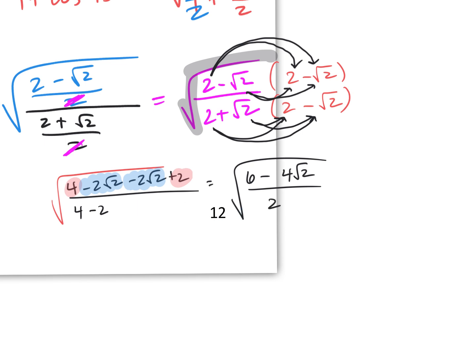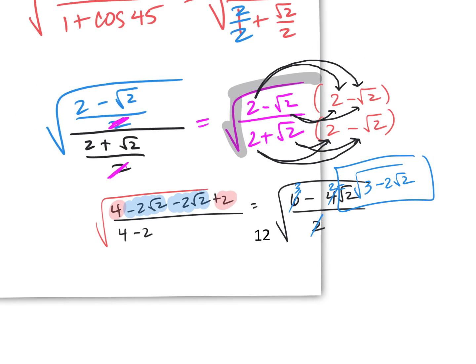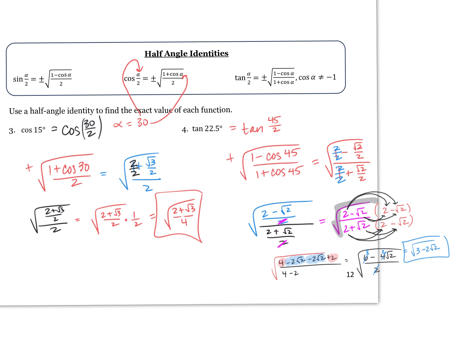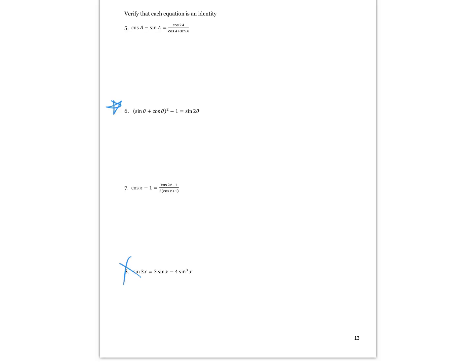Oh my gosh, you guys, we're almost there. What does everything have in common? 2. Can I go 2, 2, 2? Divide by 2, divide by 2, divide by 2. Final answer. Root 3 minus 2 root 2? That's nutty. Do we believe it? Are we allowed to keep the root 2 inside? We can. Yes, totally. So now I'm going to go to my calculator and say tan of 22.5. Is that the same as root 3 minus 2 root 2?